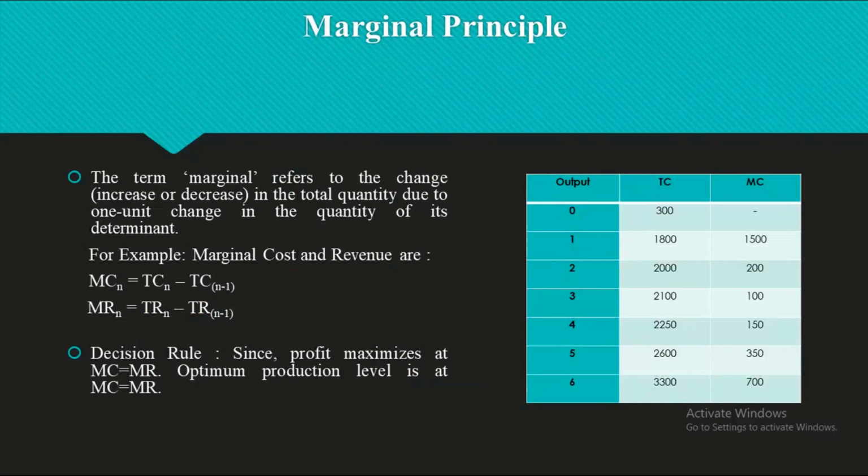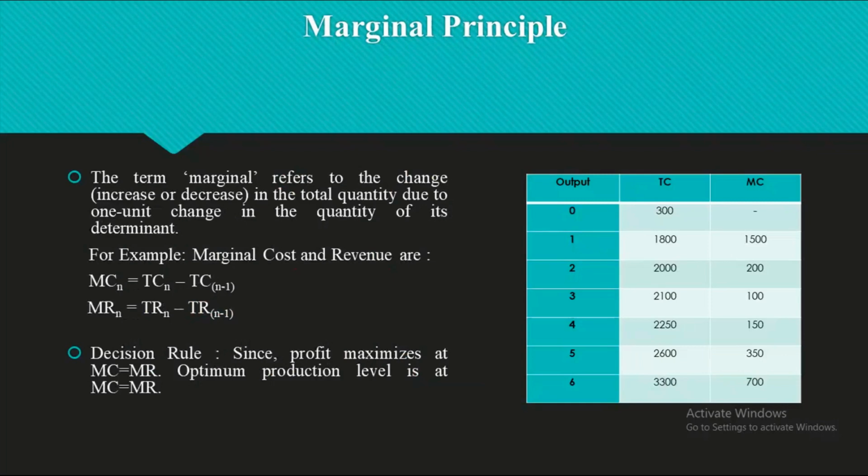From the table itself you can see that when we are increasing our output, our total cost is increasing, but our marginal cost is decreasing from 1500 to 200 to 100. So a rational decision maker, or a rational economic agent, will always want to minimize this marginal cost. So what he will do, he will say, okay, let's produce at the level at which the marginal cost is minimum. So here in this case, at the level of output of 3 units, marginal cost is 100.